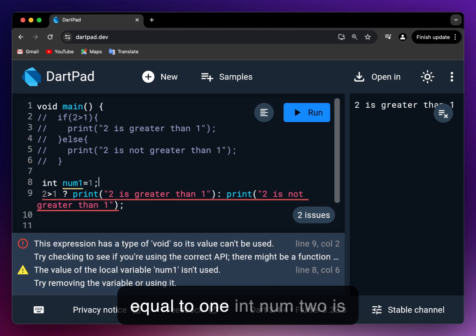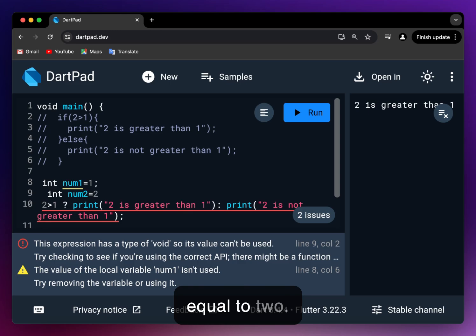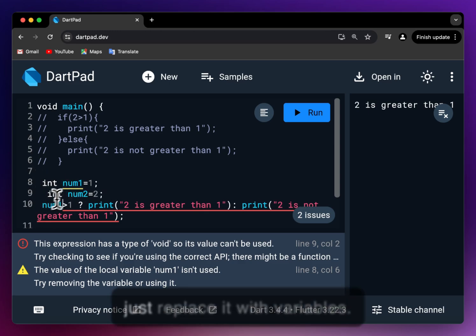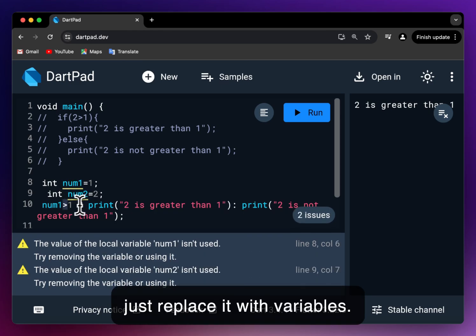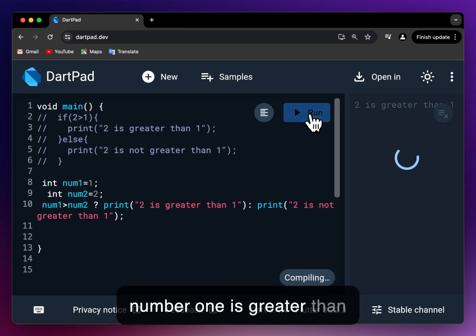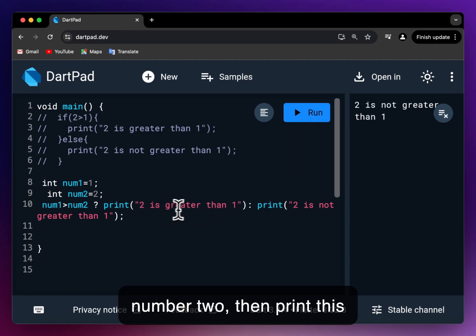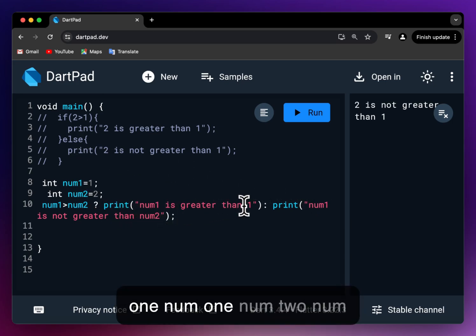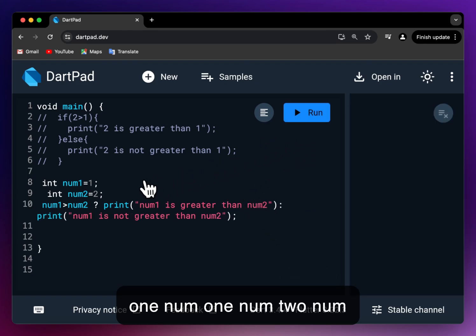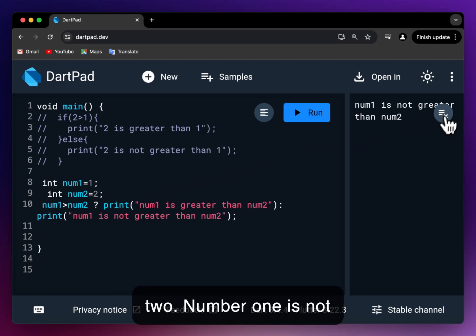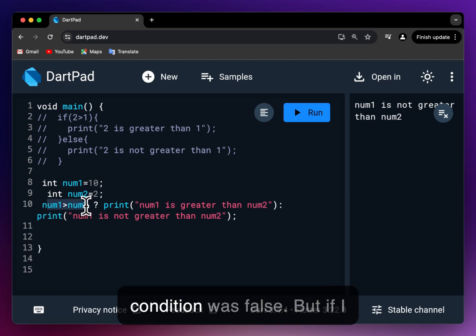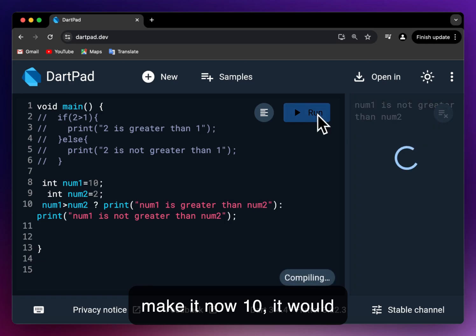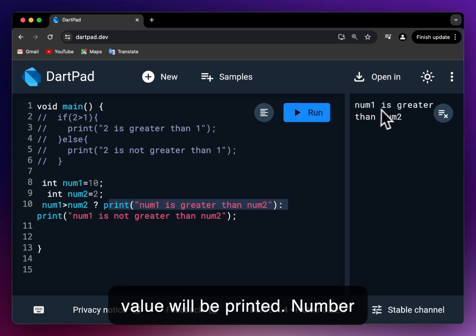And let's say if I do int num1 is equal to 1, int num2 is equal to 2. Let's just replace it with variables. If number 1 is greater than number 2, then print this statement. Otherwise, number 1 is not greater than number 2. Okay, it printed the second value because our condition was false. But if I make it now 10, it would become true and the first value will be printed. Number 1 is greater than number 2.